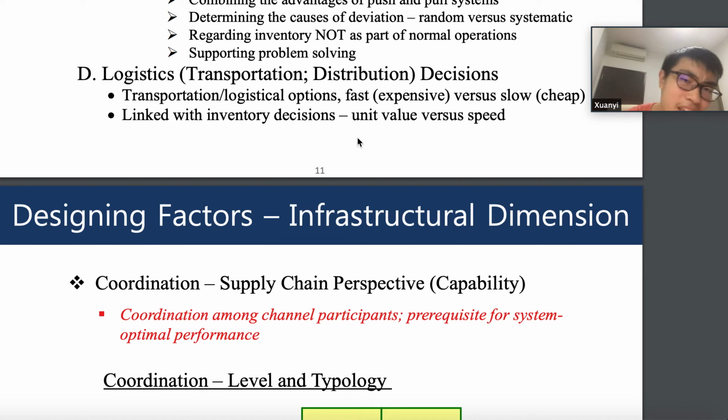Linked with inventory decisions, unit value versus speed is a bit contradictory from this point of view. So logistics is really important as well. You have to compromise between fast, expensive, and slow, cheap. You have to ensure efficiency while you should not use the most expensive option, because you might not cover the cost if you choose the fastest route. And even the fastest route may not be the most effective one to get your sales. So I would say you should try to find the best compromise for your company.